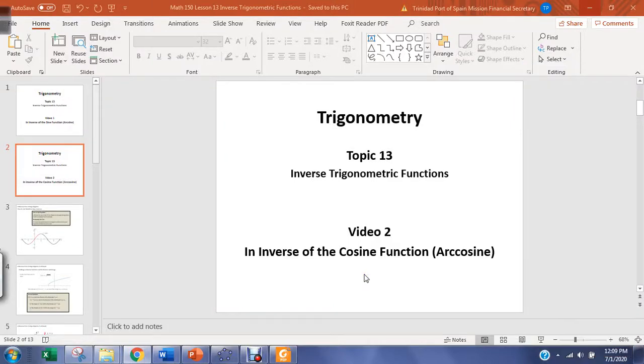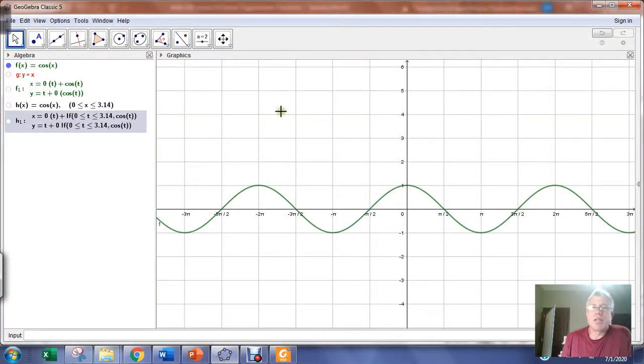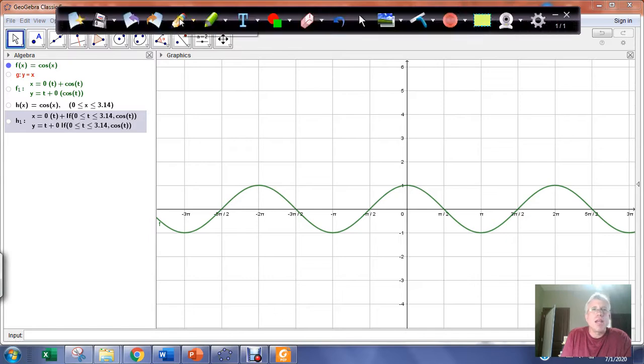In this video, we're going to develop the inverse of the cosine function, or the arc cosine. And it's going to turn out that the cosine function has all of the same issues that the sine function had. In the previous video, we looked at how to find the inverse of the sine function. So the cosine function has the same issues. It is not a one-to-one function. And because it's not one-to-one, it's not invertible.